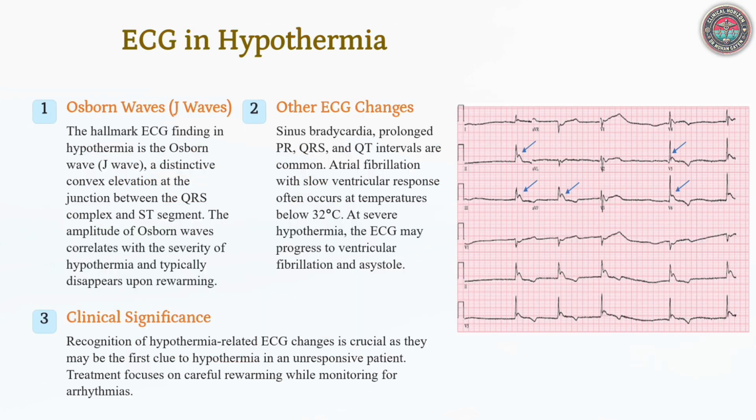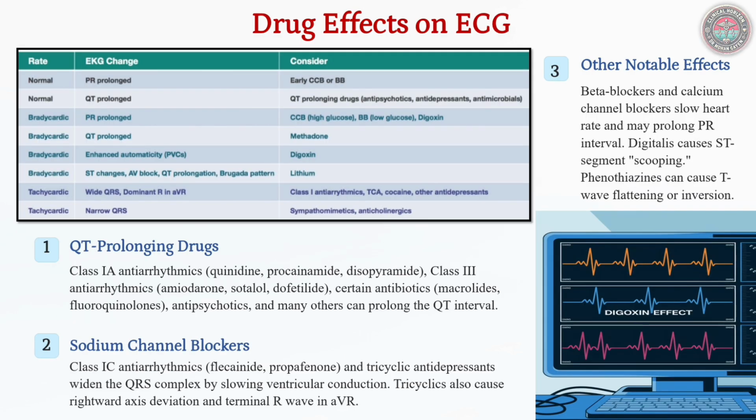Drug effects on ECG. Numerous medications affect ECG morphology. QT prolonging drugs, including Class 1A antiarrhythmics like quinidine and procainamide, and Class 3 antiarrhythmics like amiodarone and sotalol, along with certain antibiotics like macrolides and fluoroquinolones, and antipsychotics, increase the risk of torsades de pointes.